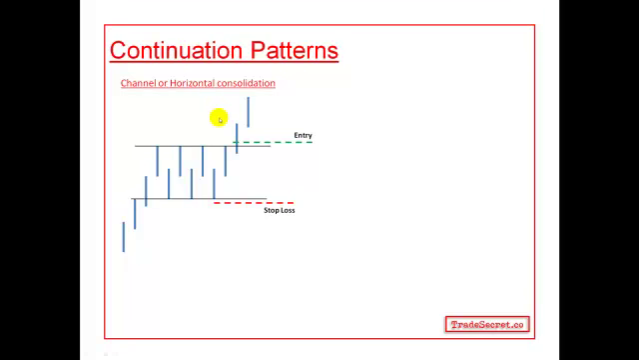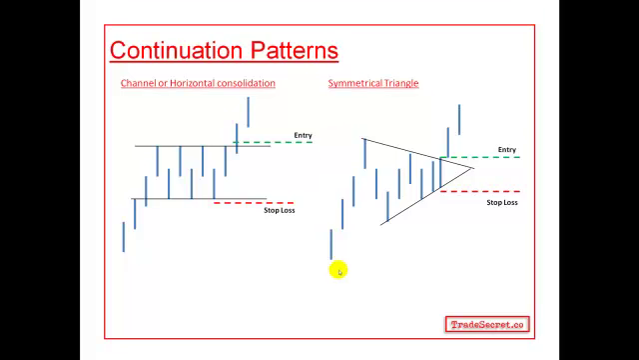So we've got the channel or a horizontal consolidation. So if our trend is upwards, it comes up into the channel, we form a resistance layer, a support layer, and the trade is basically a break of that resistance continuing the trend. And we generally enter on the break of the resistance, and typically the stop loss will go behind the support level that's created.